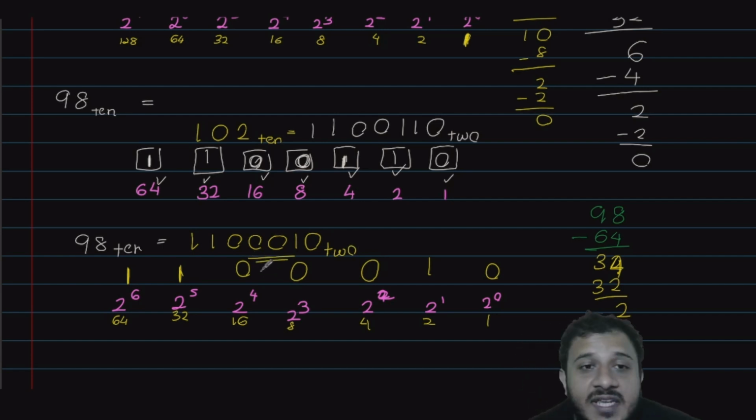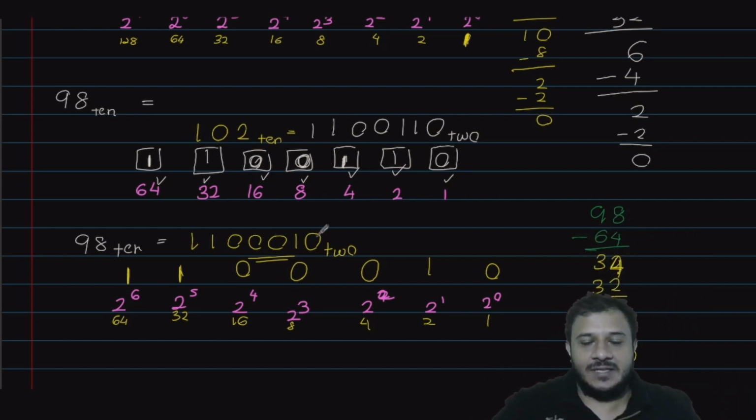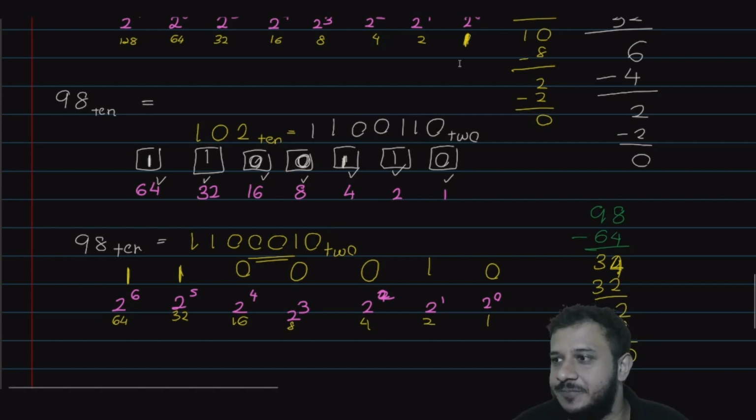By the way, when we read it, we read it digit by digit. Don't try to read it like the answer is one hundred one thousand, one hundred ten thousand, ten. No. It's 1 1 0 0 0 1 0, base 2. All good, everyone?